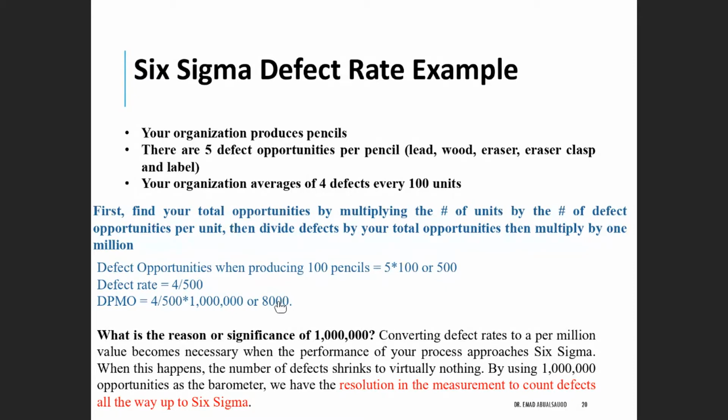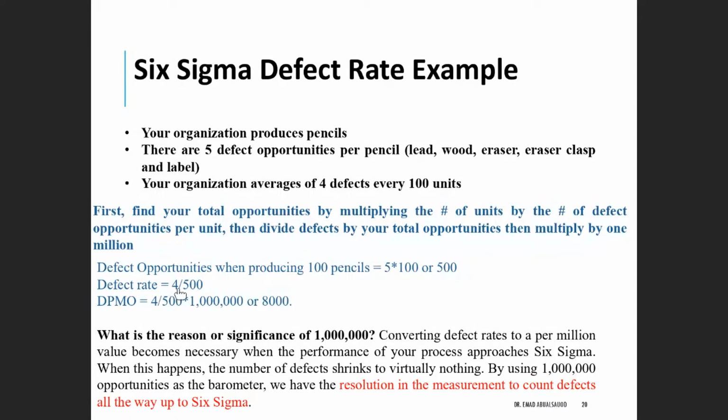There is a common question that always comes up: why do we use the 1 million? If we could find the defect rate from here, why do we multiply it later by the 1 million? Well, 1 million is considered like a barometer, like a scale. If you think about it, converting the defect rates to per million opportunities will enlarge the picture, so you can look at the picture of your defects clearly. Why? The number of defects shrinks to virtually nothing.